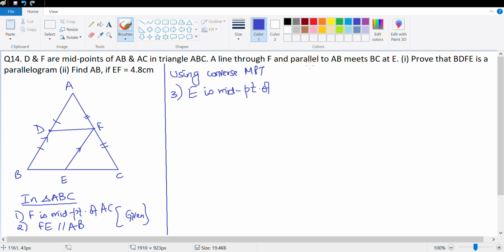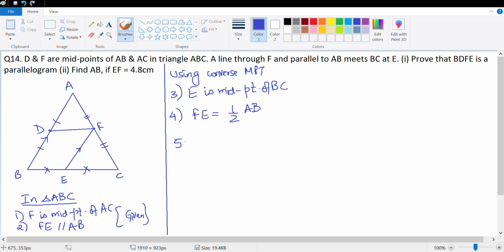I get E is the midpoint of BC, and what I get is FE is equal to half of AB. Yes, E is the midpoint, which means this and this are equal, and FE is half of AB.